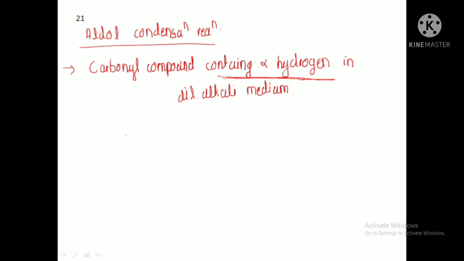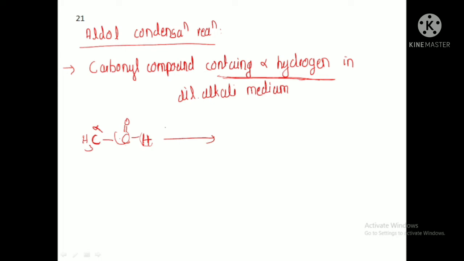What is alpha hydrogen? I will take one aldehyde. The carbon very next to the carbonyl functional group is called the alpha carbon atom. The hydrogen on the alpha carbon atom is called the alpha hydrogen atom. The hydrogen directly attached to the carbonyl carbon is not alpha hydrogen. The hydrogen attached to the alpha carbon atom is alpha hydrogen.